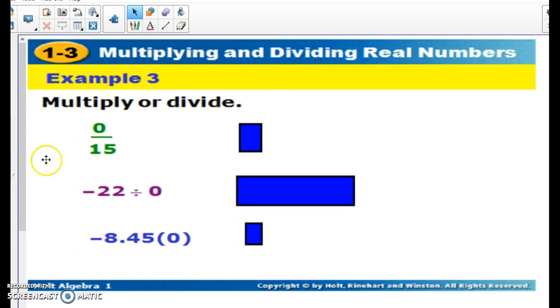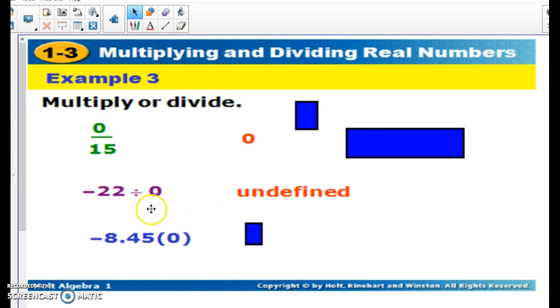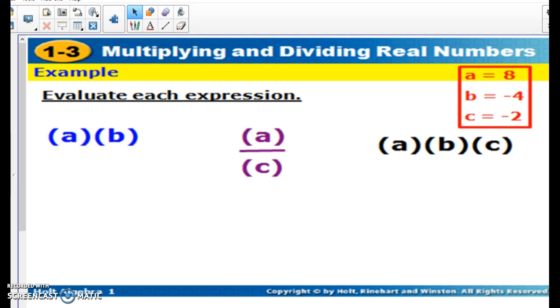Multiplying or dividing, remember our rules for dividing by 0. So 0 divided by 15 is 0. 15 goes into 0 zero times. 22 divided by 0 is undefined. That's not possible. It makes no difference. Anything divided by 0 is undefined. And then anything times 0 is going to be 0, no matter what it is.